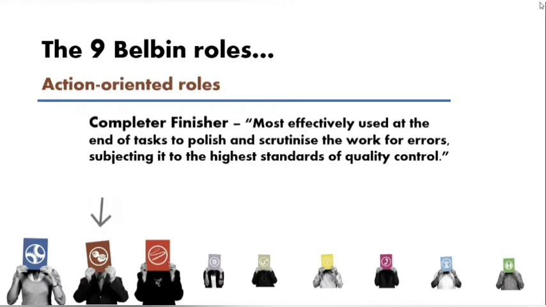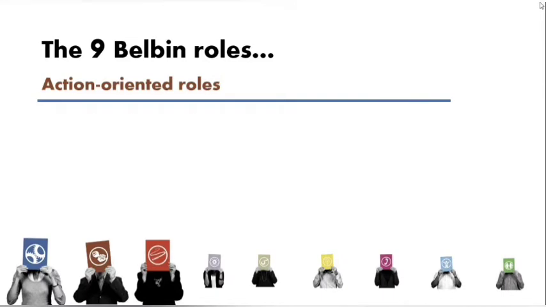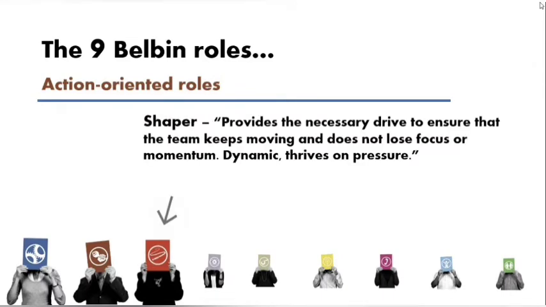Now, next up is the completer finisher. As the name suggests, most effectively used at the end of tasks to polish and scrutinize the work for errors, subjecting it to the highest standards of quality control. Third in this group is the shaper, who provides the necessary drive to ensure that the team keeps moving and does not lose focus or momentum. He tends to be dynamic and thrives on pressure.